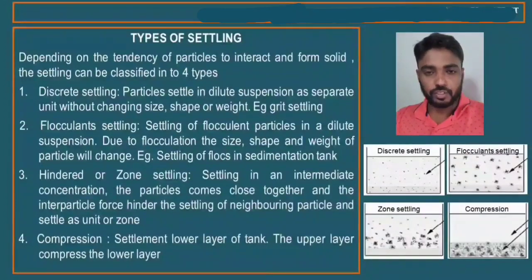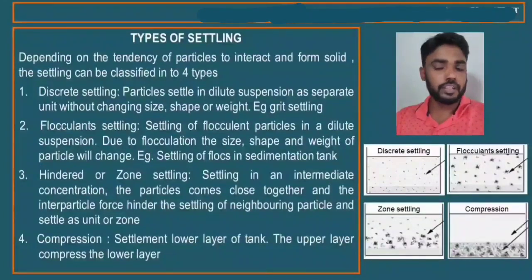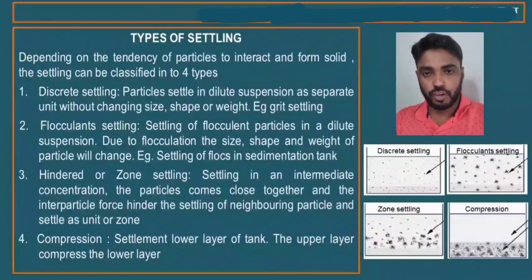In settling at an intermediate concentration of suspension, the particles come close together, and the interparticle force will hinder the settling of neighboring particles. That's why the particles tend to form a zone or unit. This particle settling is known as hindered or zone settling.